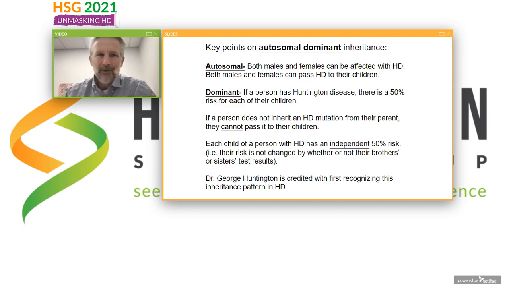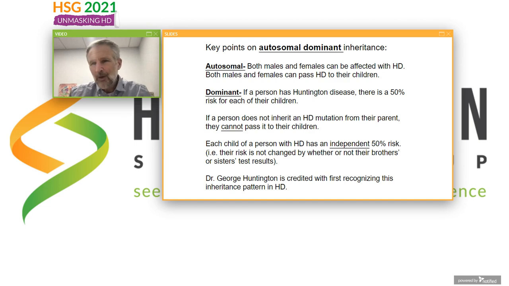So starting with what's not new, autosomal dominant inheritance. We talk about this with Huntington's. I think a lot of people are familiar with it, but we use these words autosomal dominant and don't always define what we mean by that. And so when we use the word autosomal, the way I tend to think about it, and I think the simplest way to think about it, is that both males and females can be affected with Huntington's disease, and that both males and females can pass Huntington's disease on to their children or onto the next generation. And so there's a little bit more complexity to what autosomal actually means, but from a practical standpoint, to me, those are the important principles of autosomal inheritance, that both males and females can have Huntington's and are able to pass it on.